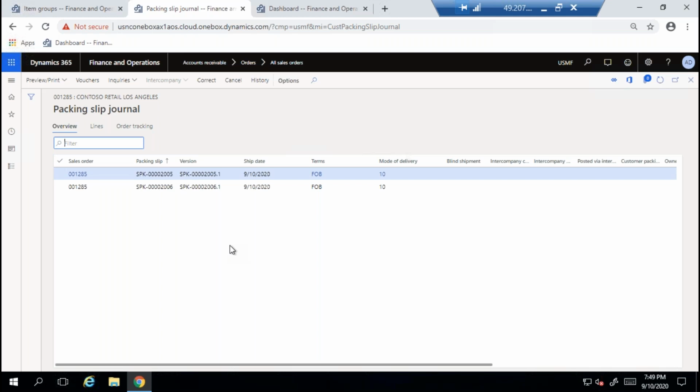Exactly. So here, this is a packing slip number. This is a packing slip number. But inside, the version is also available.